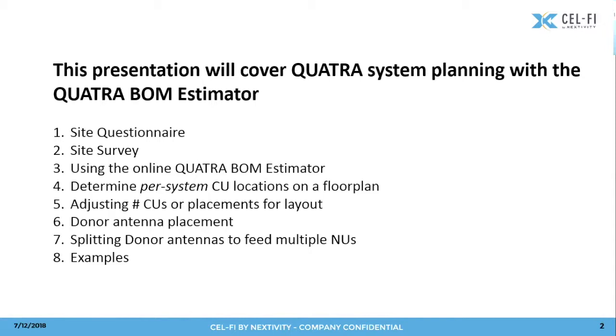It is an estimator. You can make some minor adjustments along the way, of course. Then we'll take a look at where the coverage units will most likely be placed within the building and adjust those placements depending on what the floor plan looks like and utilization within the building. And then we're going to spend a little bit of time on donor antenna placement. That's key to an off-air system, right? You want a good signal coming into the system in order to get a good signal being distributed within the building. And then a few other things such as splitting your donor antenna to feed multiple network units.